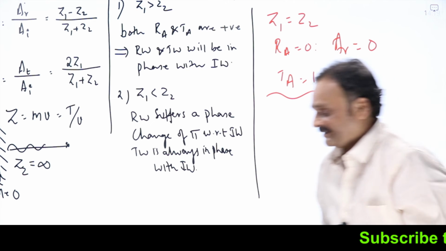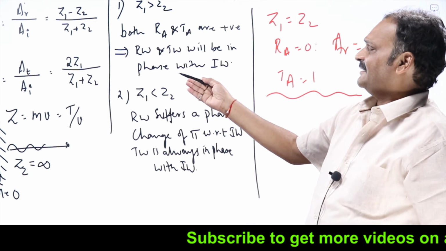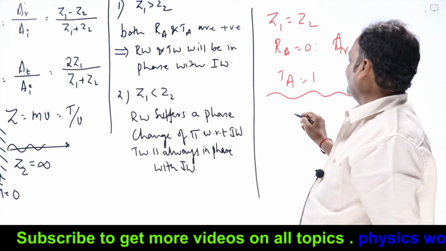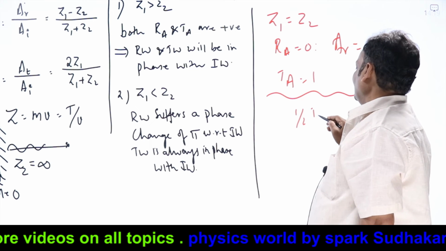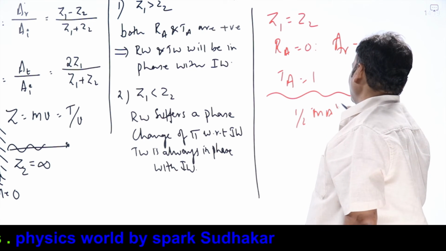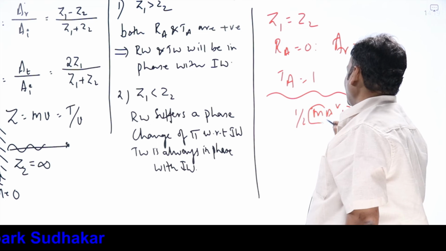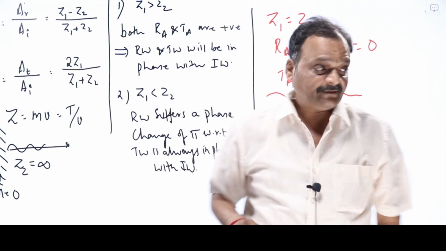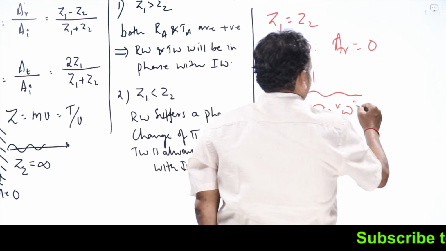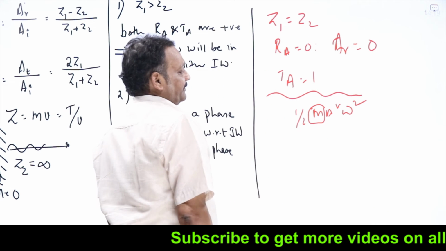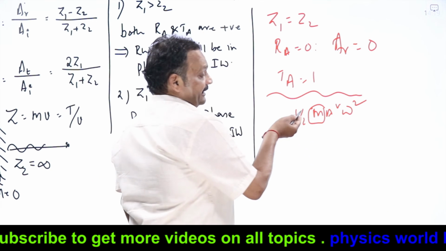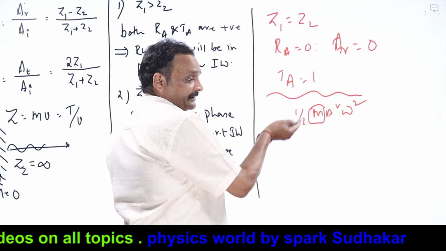So in terms of energy, the instantaneous energy is in general equal to half m a square omega square, where m is mass per unit length, a is amplitude, and omega is the angular frequency of the wave. This is the energy contained per unit length of the wave.